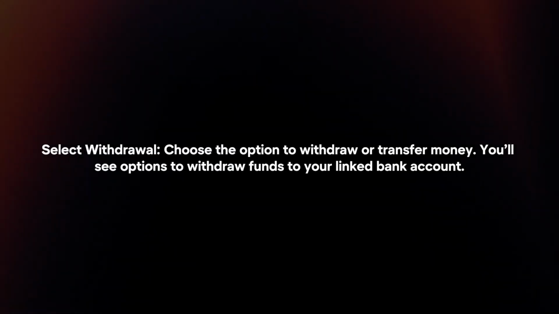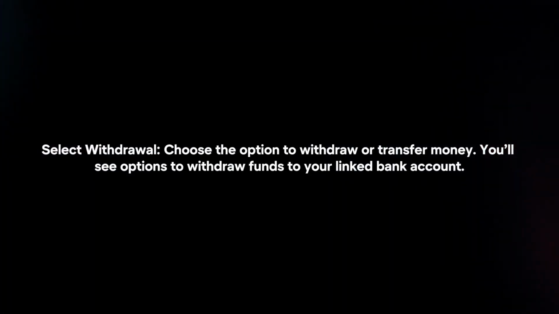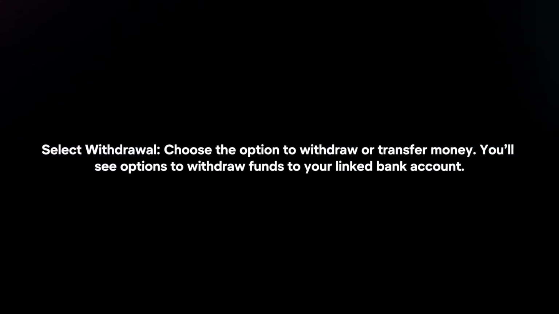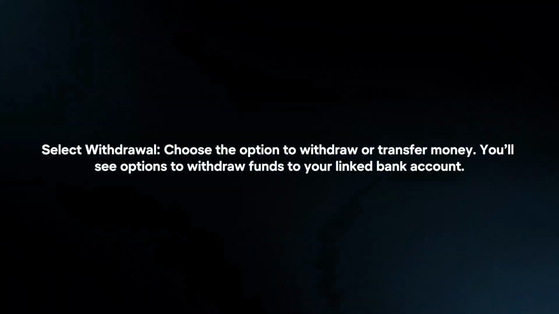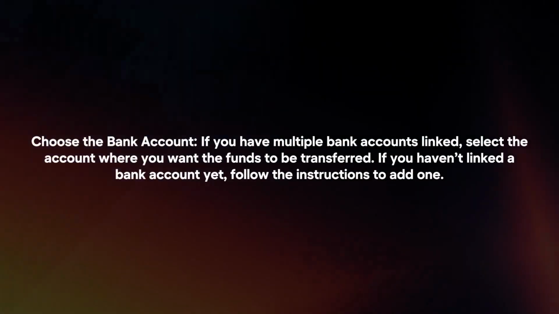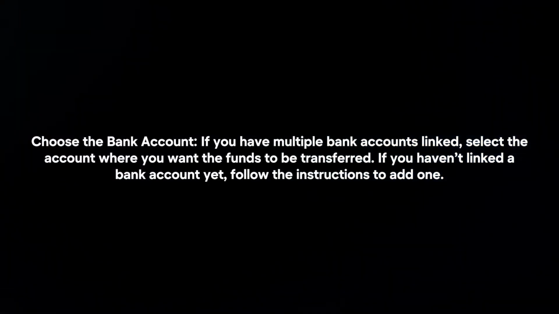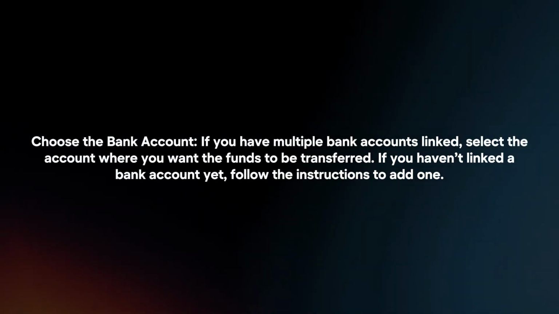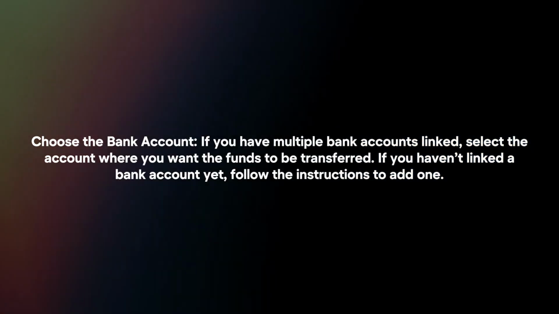Select Withdrawal. Choose the option to withdraw or transfer money. You will see options to withdraw funds to your linked bank account. Choose the bank account. If you have multiple bank accounts linked, select the account where you want the funds to be transferred. If you haven't linked the bank account yet, follow the instructions to add one.